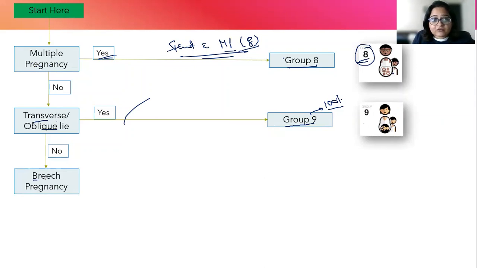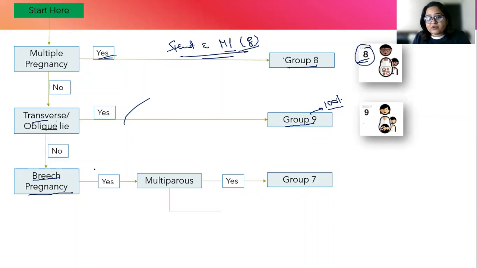So the next thing you look for now is breech pregnancy. Is she breech? Yes. Then what do we have? We have to see another thing. Is she multiparous? Yes, she falls into group 7. So remember this now.